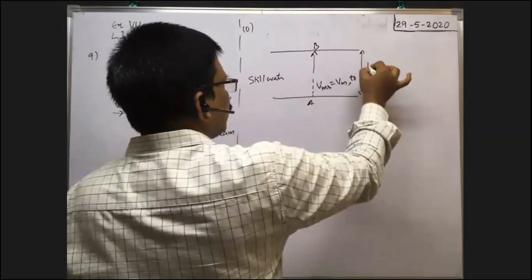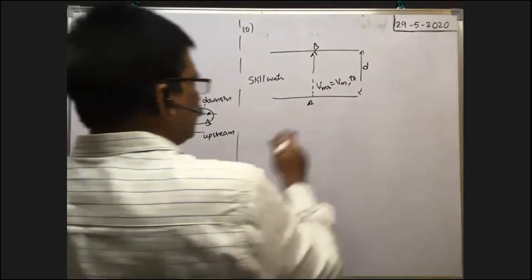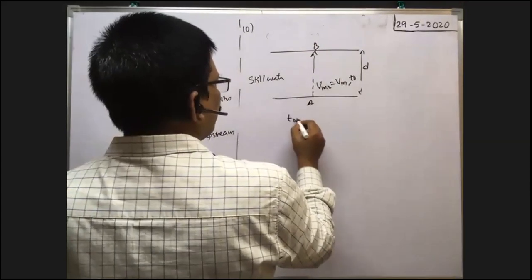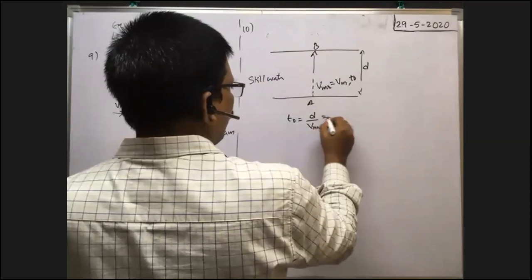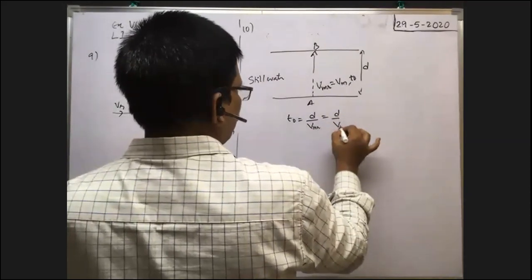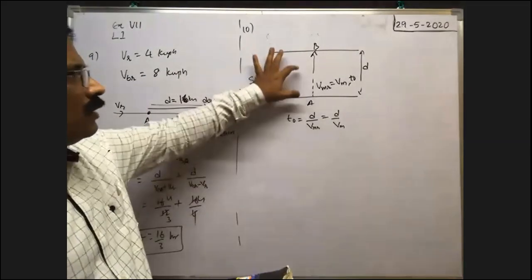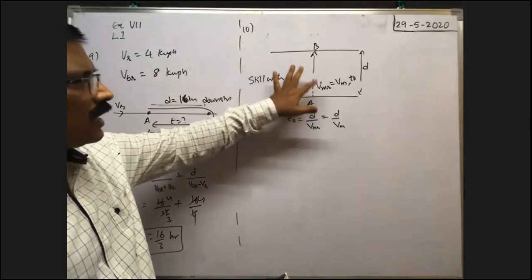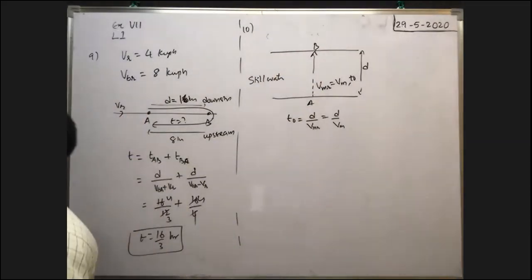Width of the river is say d. Now you see, time taken t0 is equal to distance traveled by velocity of the man with respect to river, or d by velocity of the man in this case. Because in still water, velocity of the man with respect to river and velocity of the man both are the same. That's why I have written velocity of the man with respect to river.